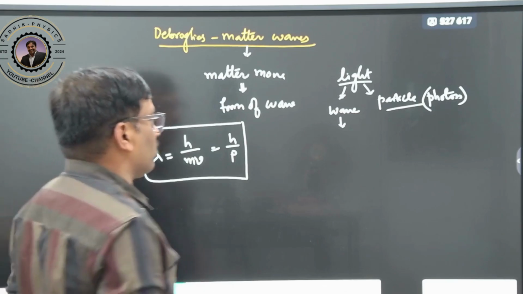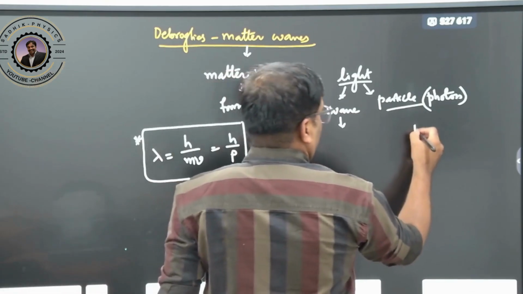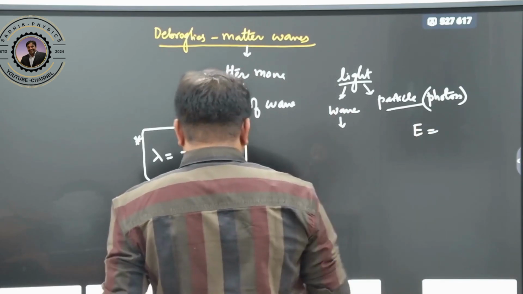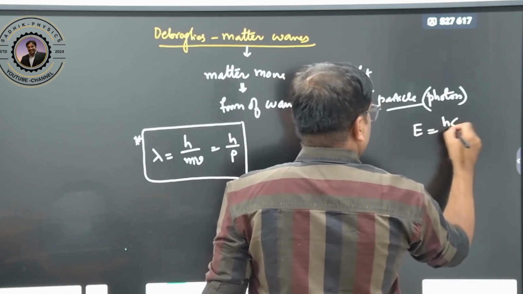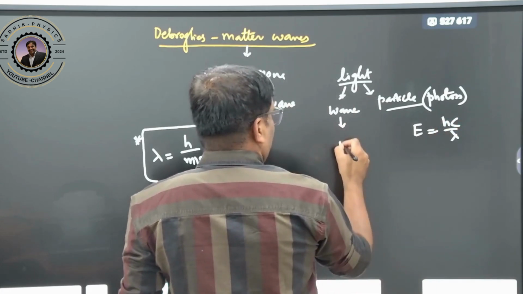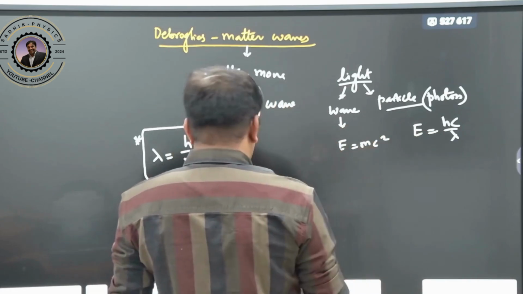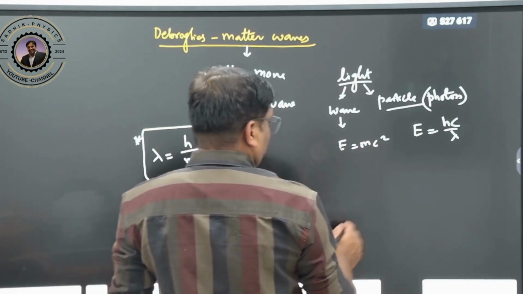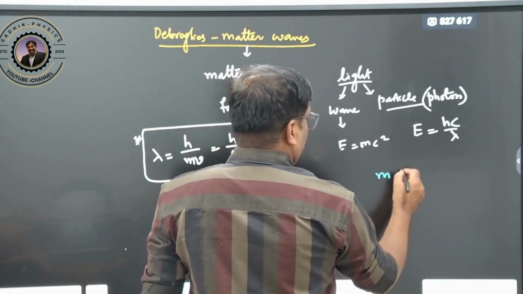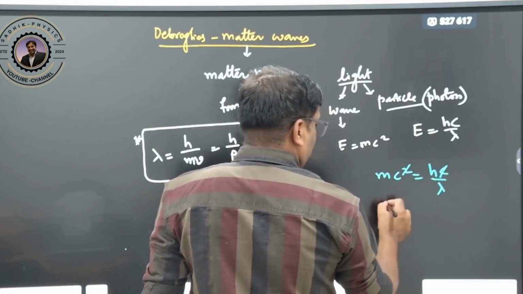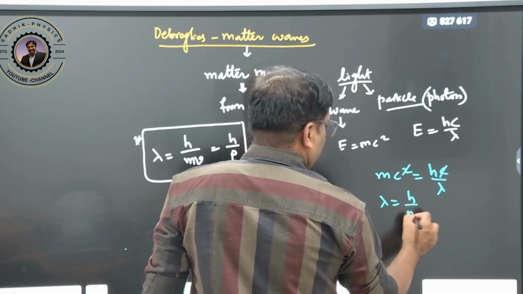How did it come about? For a photon, E equals hc by lambda. The energy for matter is mc squared. Both energies are the same, so mc squared equals hc by lambda. One c gets cancelled out, so lambda equals h by mc.